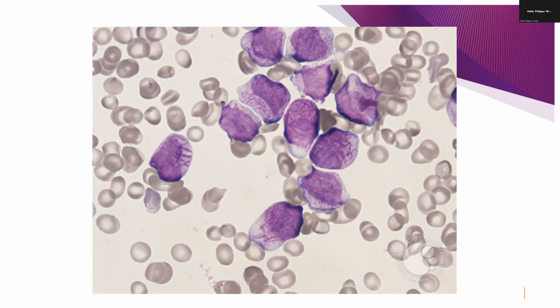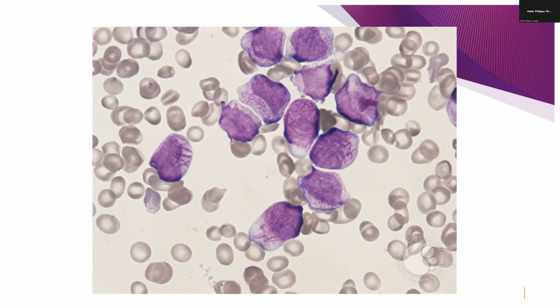Yes, APML. The way the Auer rods bundle together like that is diagnostic of APML. You'll see Auer rods in conditions like AML, but the way there are so many of them, and the fact they bundle together like sticks, means this is APML. There was nothing else this could be.